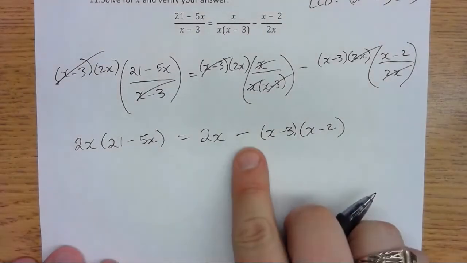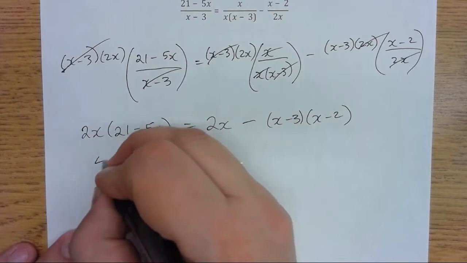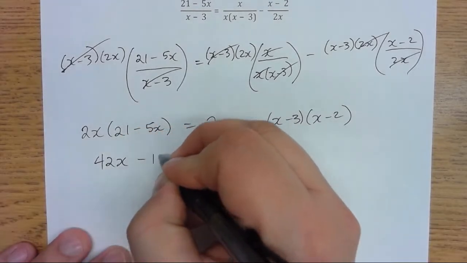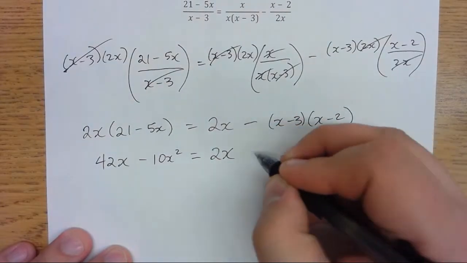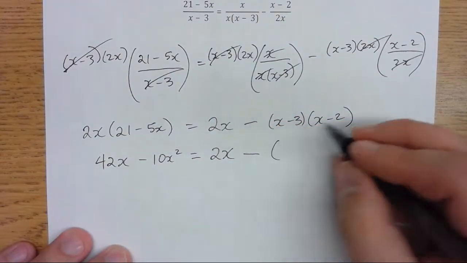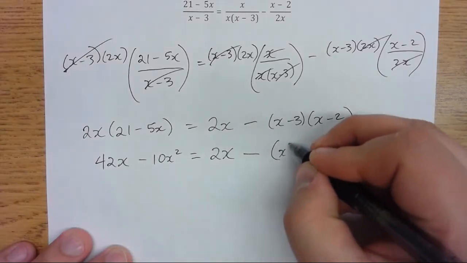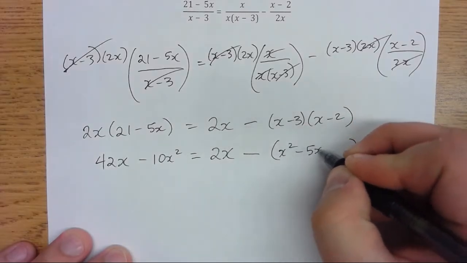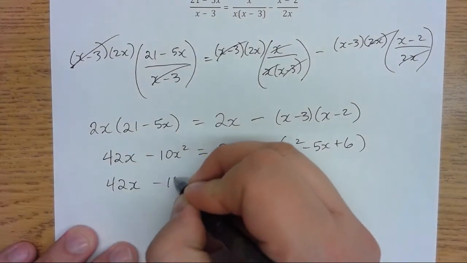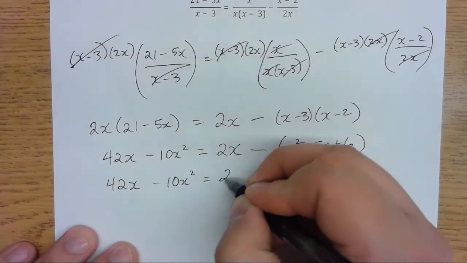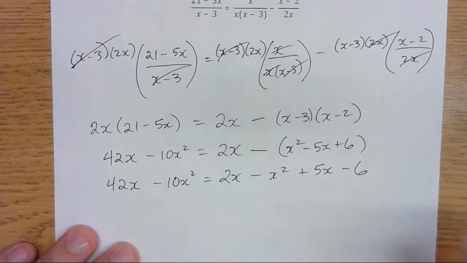Okay, I'm going to be very careful with this because of this negative. So this is going to be 42x minus 10x squared. And this is going to be 2x minus, and again, I'll do this FOIL out first, and then I'll distribute the negative, so I'm not trying to do too many steps at once. X squared minus 5x plus 6. Then, let's get rid of that negative. Let's distribute it through: minus x squared plus 5x minus 6.